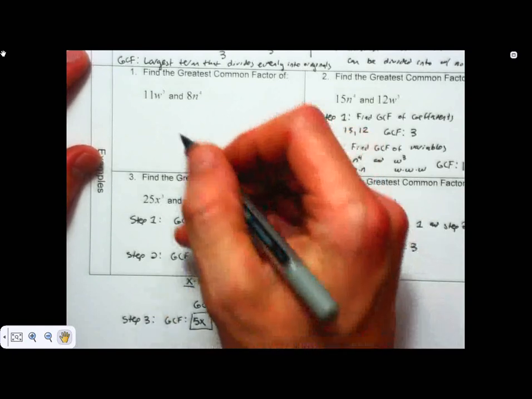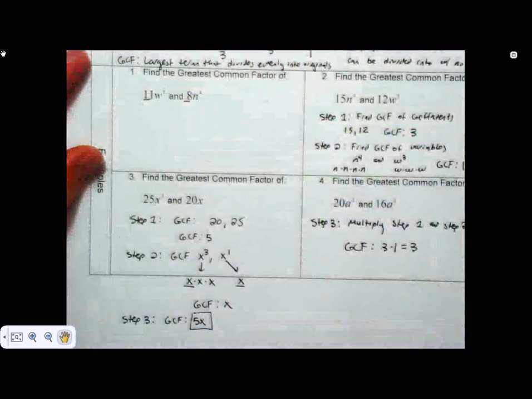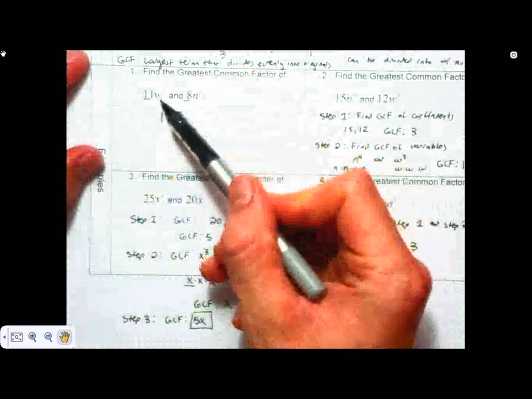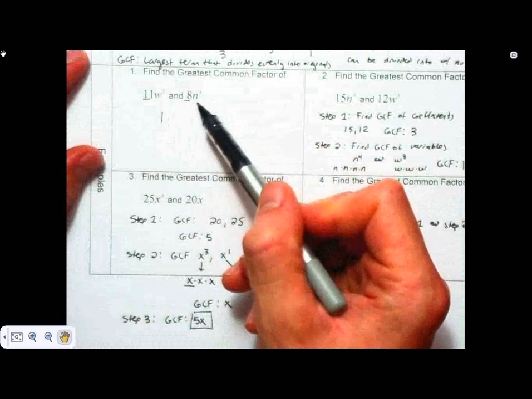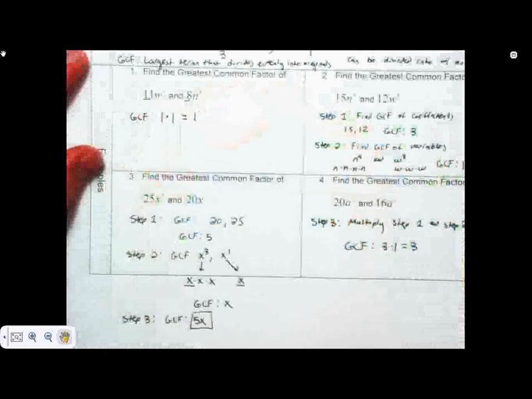Okay, so if we go through the steps, the first step is just to look at the numbers 11 and 8. Notice that the largest number that goes both into 11 and 8 evenly is 1. Then if I look at the variable pieces, they don't have anything in common. This guy is all factors of w, this guy is all factors of n, so the GCF of the variable parts is also 1. So when I multiply those pieces together, my overall GCF is just going to be 1.